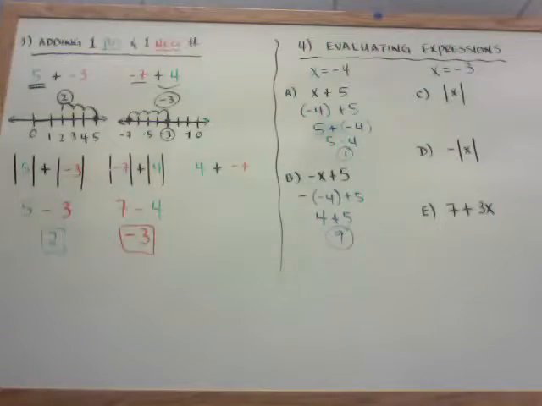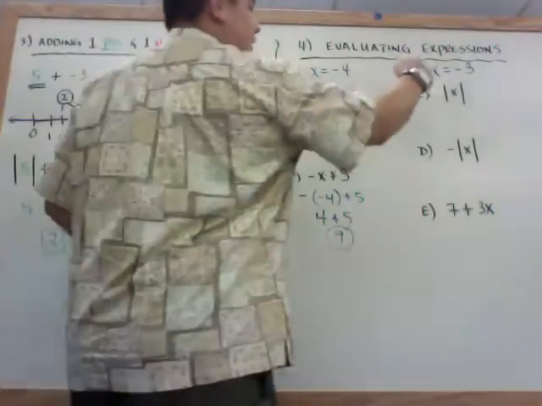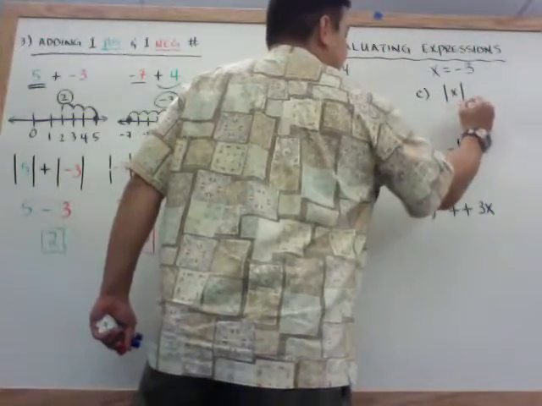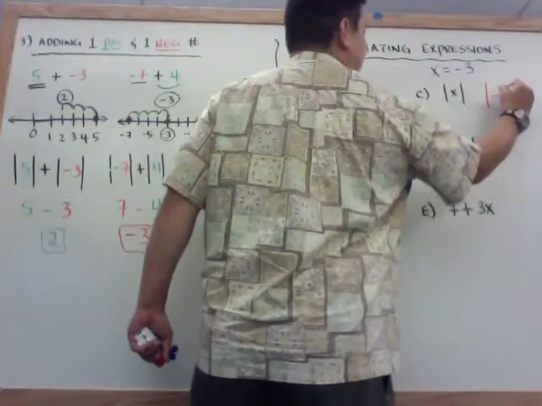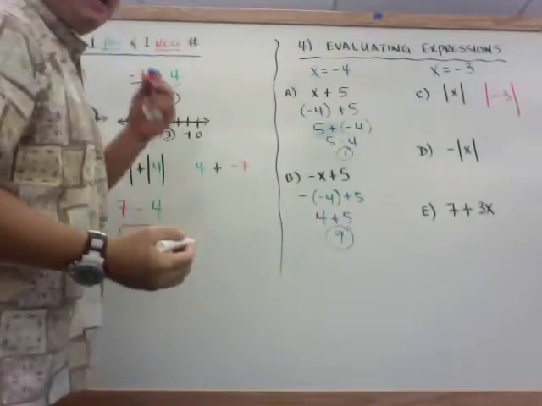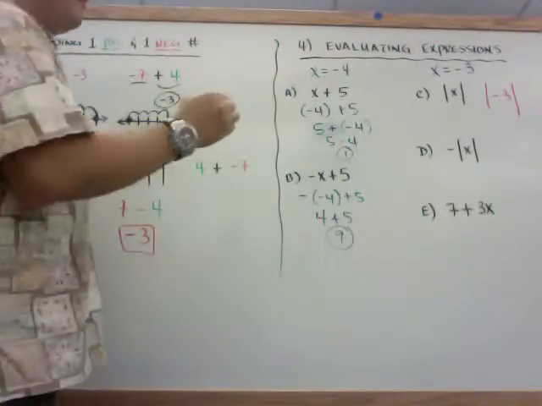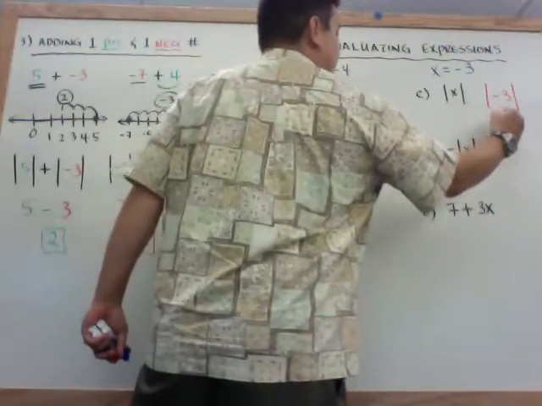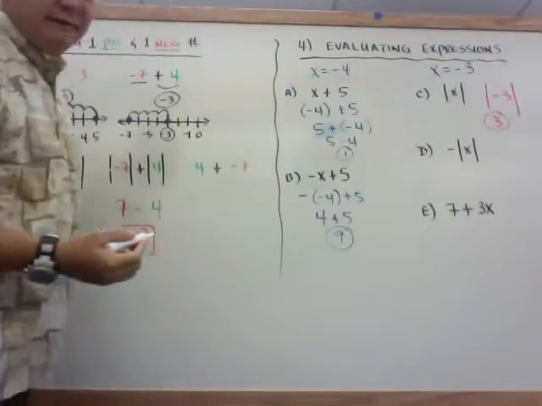Okay, in this example over here, x is -3. I'm just going to switch colors so you can see something different. If I put it in here, I would get the absolute value of -3 like that. And the absolute value of -3 is equal to 3. So my answer would be 3.